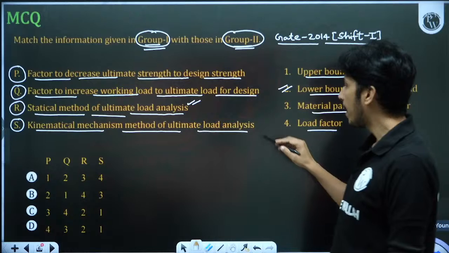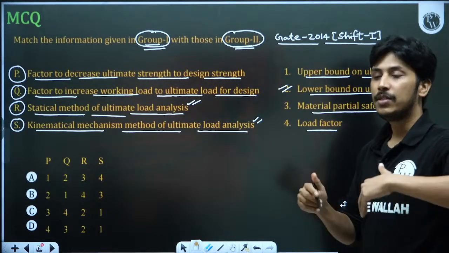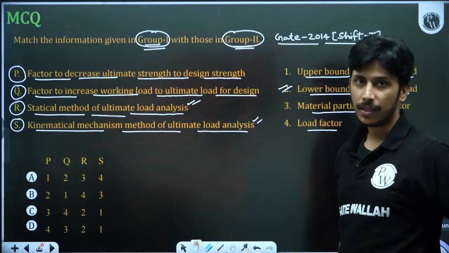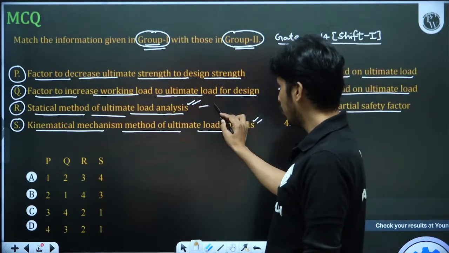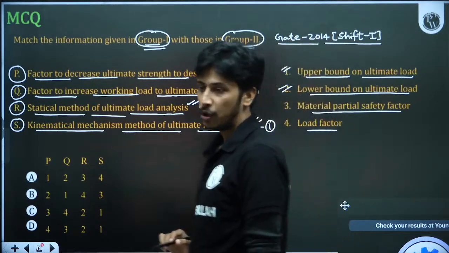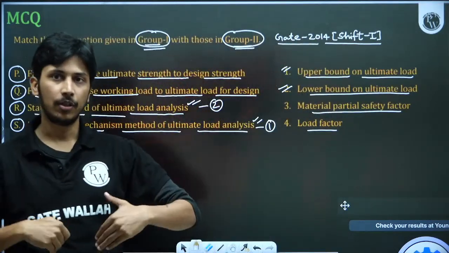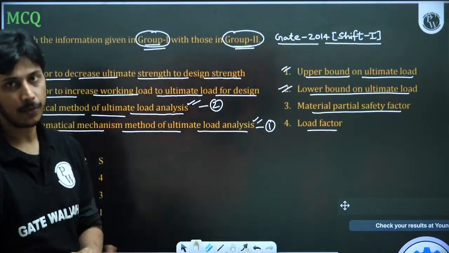In the kinematical mechanism, we will take the rotation, we will take the movement, just after the collapse or just at the collapse. So that is the upper bound mechanism. So this is 1, this is 2: the statical method and the kinematical method. Are you getting my point? Because after the collapse, there will be rotation. So upper bound means you are calculating the collapse moment, the ultimate moment, more than the true collapse value.